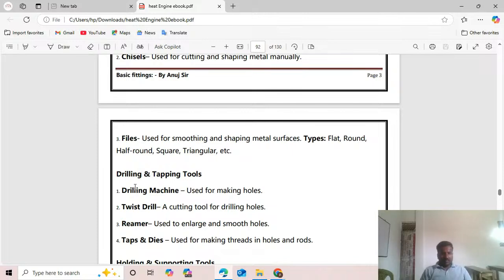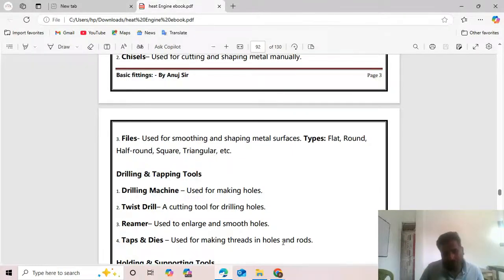Drilling is used for making holes. We know what a drill is. Drill means making a hole. Drilling is the making of holes. And a twist drill is a cutting tool for drilling holes. Reamer, we know reaming enlarges and smooths holes.